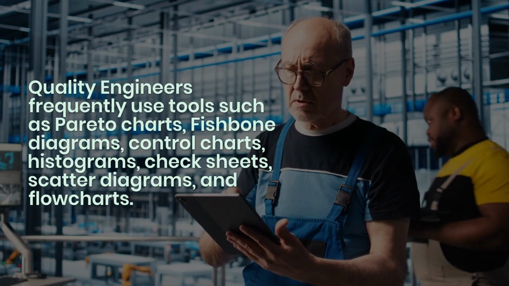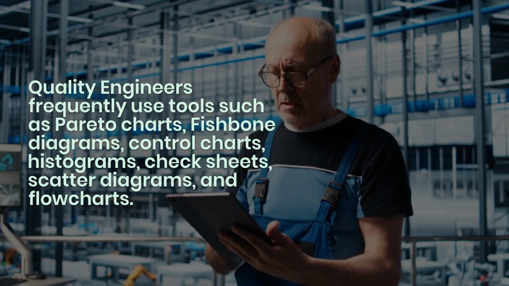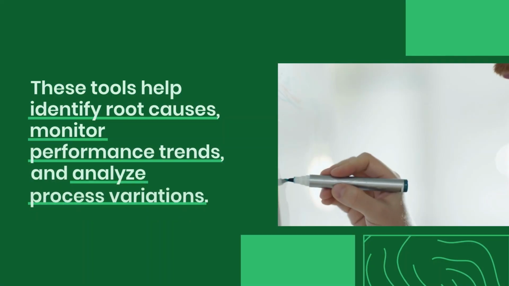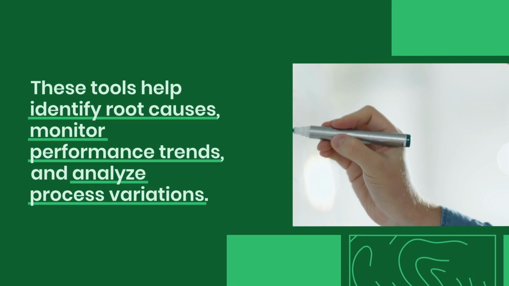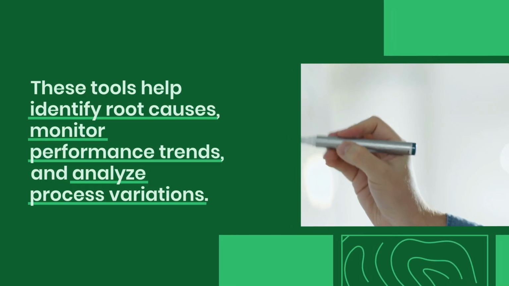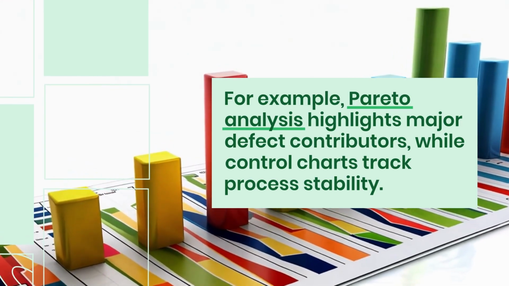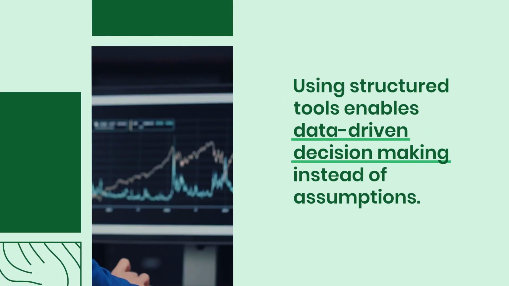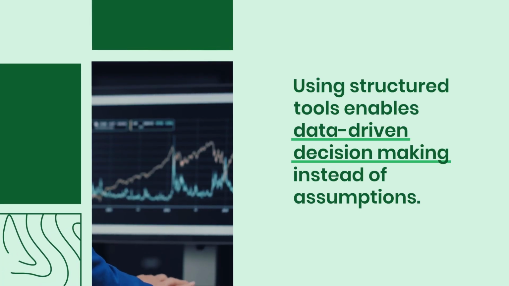Quality engineers frequently use tools such as Pareto charts, fishbone diagrams, control charts, histograms, check sheets, scatter diagrams, and flowcharts. These tools help identify root causes, monitor performance trends, and analyze process variations. For example, Pareto analysis highlights major defect contributors, while control charts track process stability. Using structured tools enables data-driven decision-making instead of assumptions.